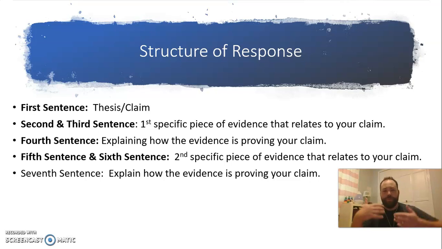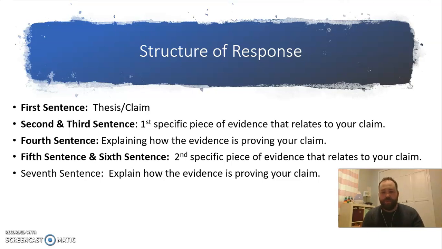So when we're writing one of these, especially a short response, as you can see, I've got what the sentences should be. The first sentence should obviously be your thesis or your claim. Always start with that. It really should just be your first sentence, right? It shouldn't be two or three. And we'll talk more about that in a second. So then what do you write after that?